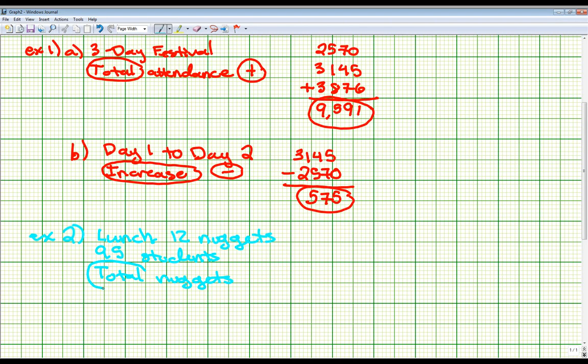So again, we see this word total. Now previously, we added when we saw the word total. But in this case, if we add 95 and 12, we're not actually going to get how many total nuggets, all of these 95 students. One student has 12 nuggets. So we actually have to multiply in this situation. If one student has 12 nuggets, 95 students multiplied by 12 nuggets will give us our final number of nuggets. So if we take our 95 and we multiply by 12, we should have our final answer of nuggets.